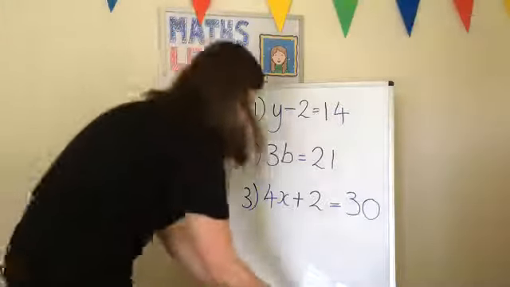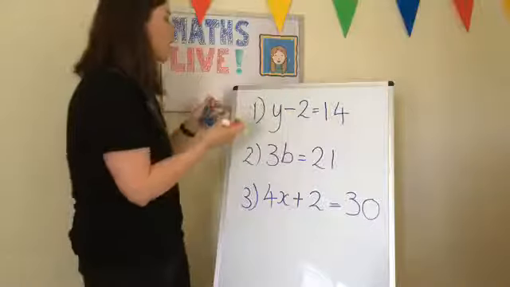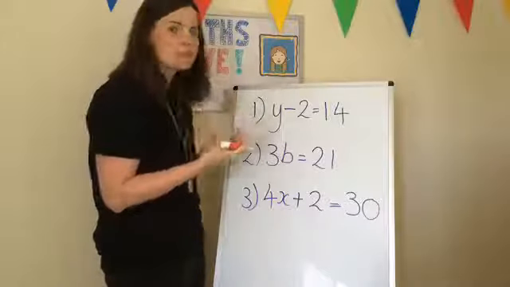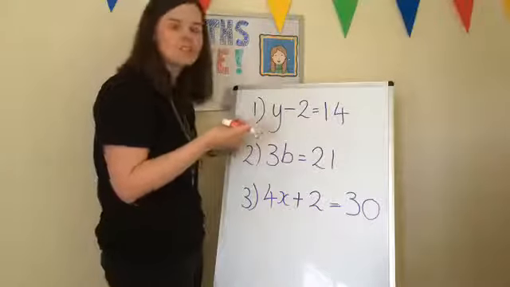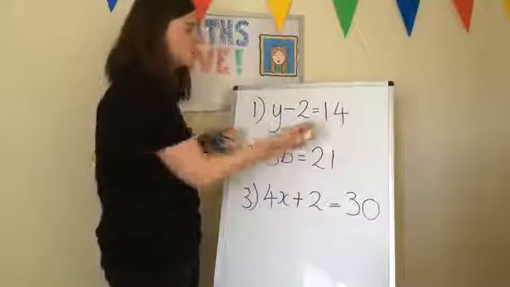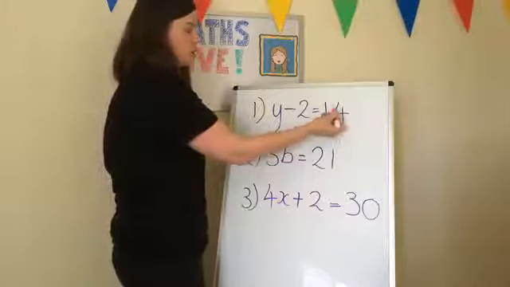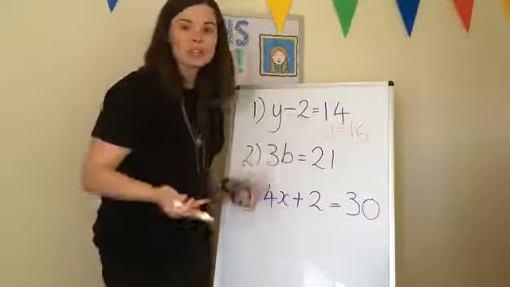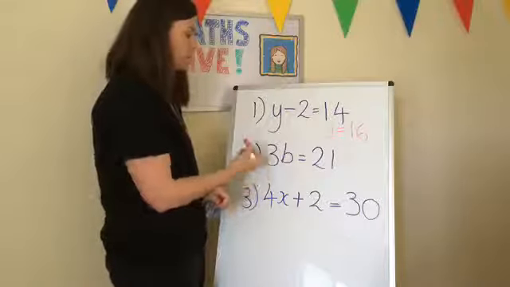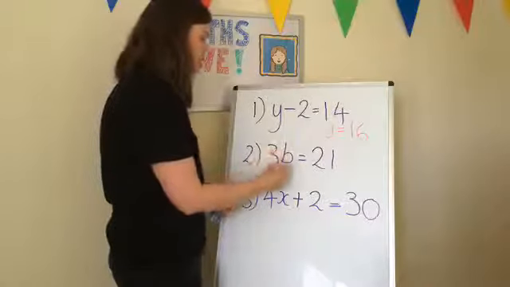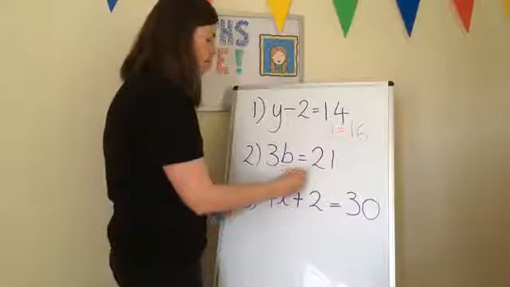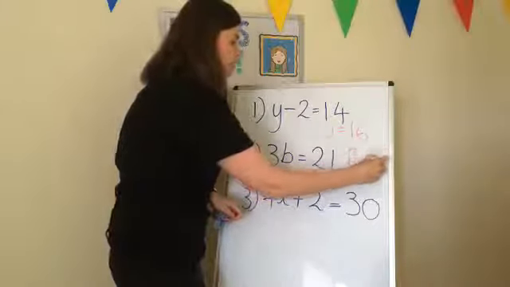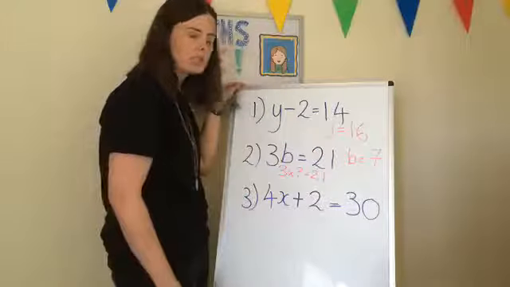So, change colour. So, y take away 2 is 14. That means a mystery number, subtract 2 is 14. Do the inverse. Instead of subtracting 2, add 2. So y is 16. Because 16 take away 2 is 14. With this one, remember there was a missing multiplication sign. So it's actually 3 times something is 21. So b is 7, because 3 times 7 is 21.